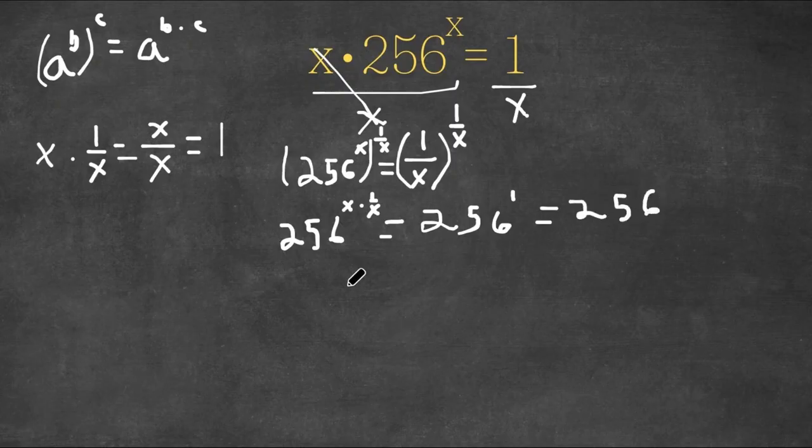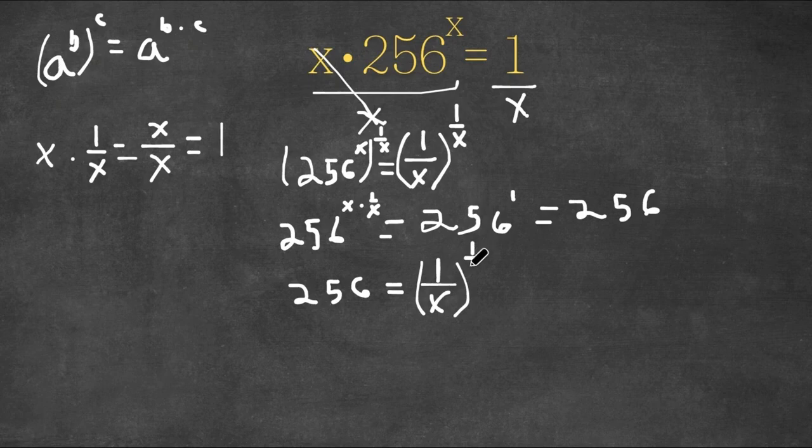So we have 256 equals 1 over x to the power of 1 over x. Now what we want to do is we want to convert this equation so that it's in the form a to the power of a equals b to the power of b. So we already have b to the power of b over here because 1 over x to the power of 1 over x, they're both the same.